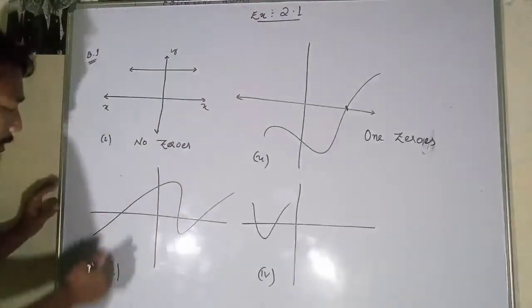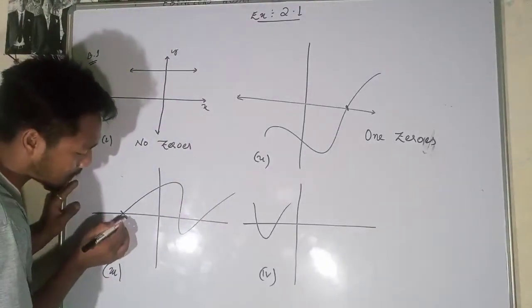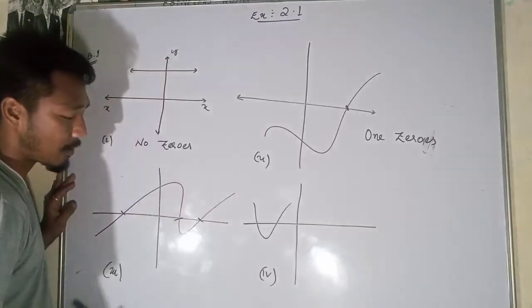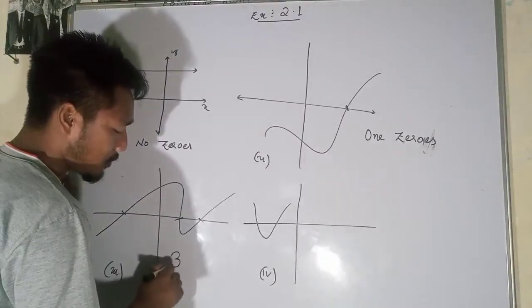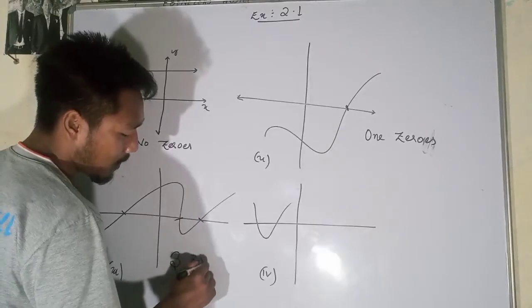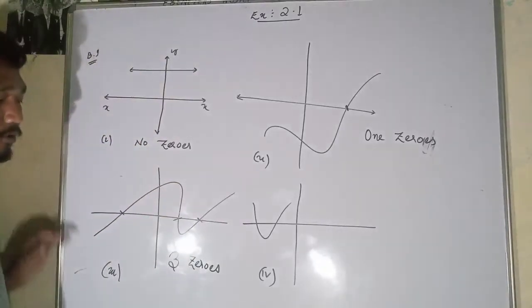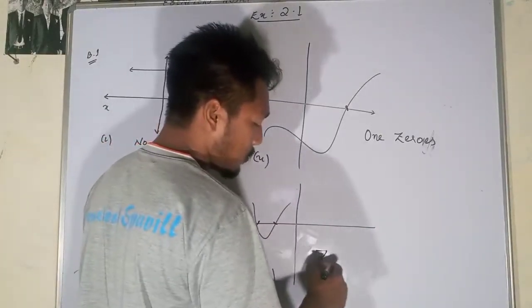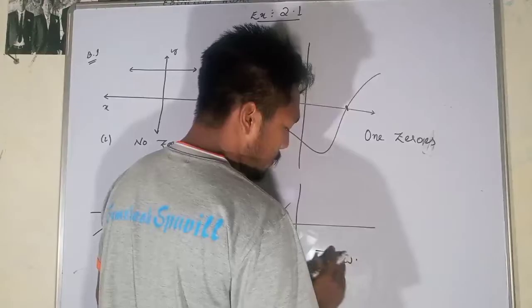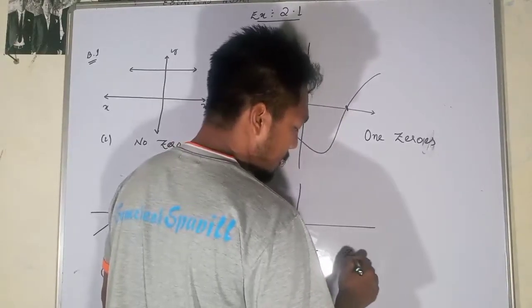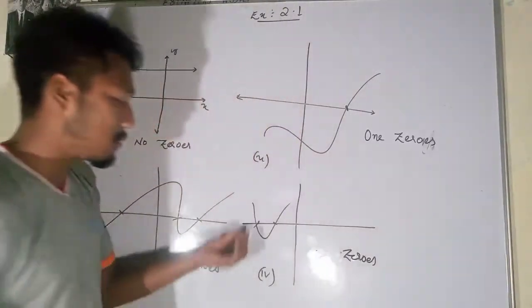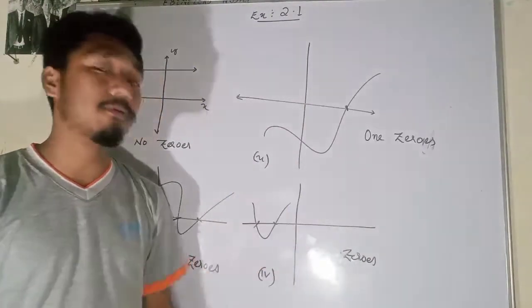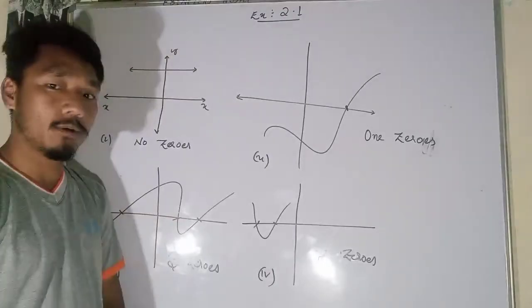If we talk about this one, we have 3 points touching the x-axis: 1, 2, 3. That means we have 3 zeros. Now when you talk about this one, we have only 2 points, 1 and 2. That means 2 zeros. That means x is equal to some value, x is equal to another value, which this equation will give you as the zeros.